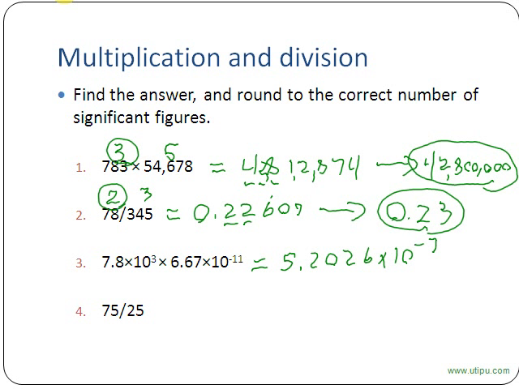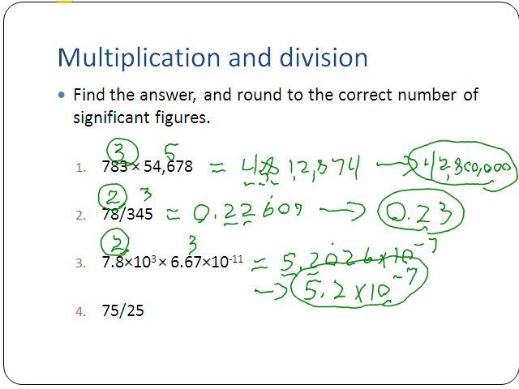Alright, now significant figure wise, 7.8 times 10 to the third has 2 significant figures. 6.67 times 10 to the negative 11th has 3 significant figures. So 2 is smaller, so I'll round this to the second significant place. The 0 that's afterwards is going to round down, obviously, and so we're going to end up getting 5.2 times 10 to the negative 7th power. And that's what we get for a rounded answer.